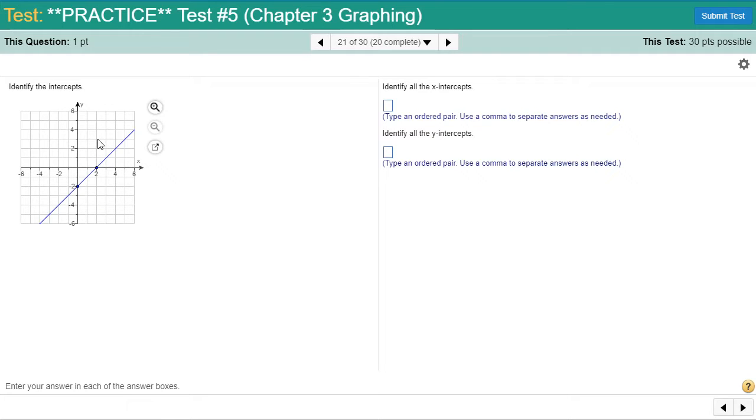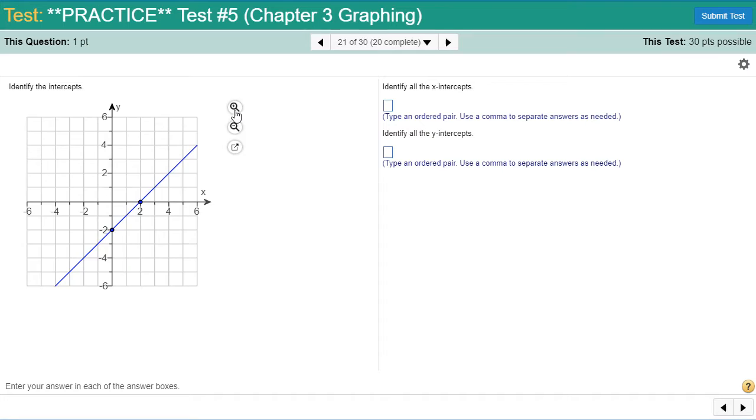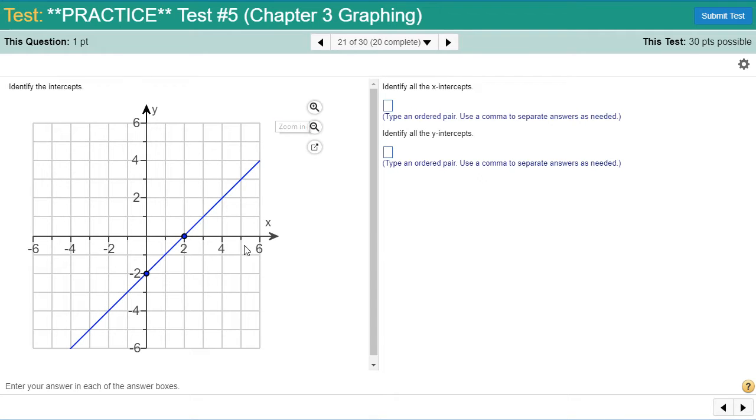Now again, if you need to, use the zoom in feature to really zoom into that graph if you want to see the detail, just like this. So let's first and foremost identify the x-intercepts. So we know that the x-intercept is the point or points where your line, your graph, crosses that horizontal x-axis. So I can see that our blue line intersects the x-axis only at one point.